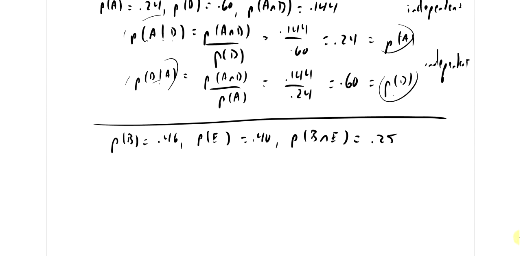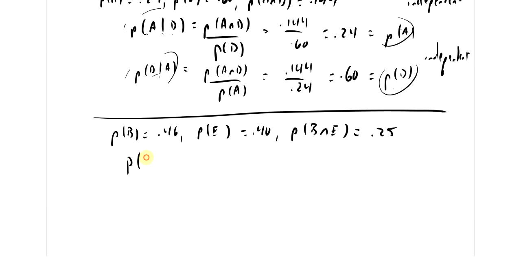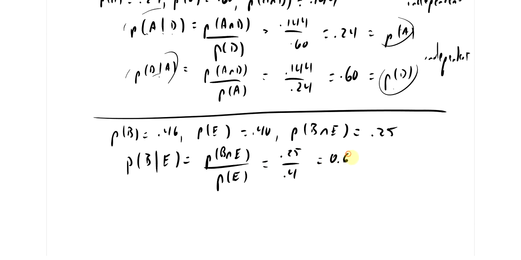Great, and now we can do some questions about the probability of B given E, and that's the probability of B intersection E. You just have to memorize these formulas. Probability of B given E equals the probability of B intersection E, 0.25, over the probability of E, which is 0.4, and that is 0.625, which does not equal the probability of B, right? The probability of B given E is 0.625, but the probability of B is 0.46.